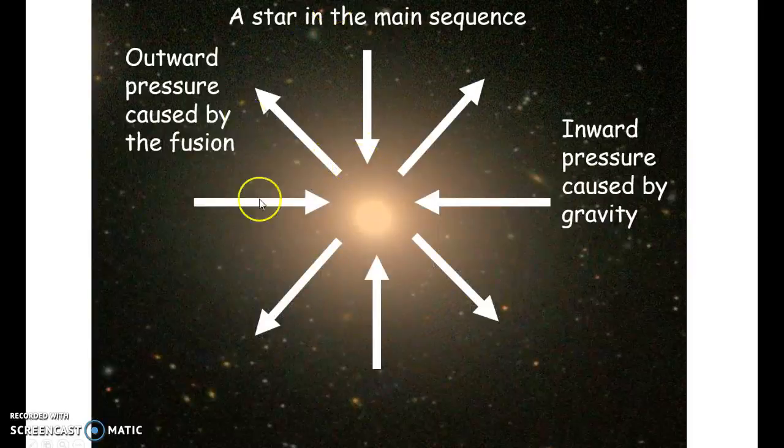This is just a picture of what we're talking about. So, inward pressure of gravity. Gravity's trying to bring everything together. Remember, gravity is that attractive force between all objects. Pressure from the fusion is pushing outward. Once that becomes balanced, once those arrows are equal, that's the main sequence.